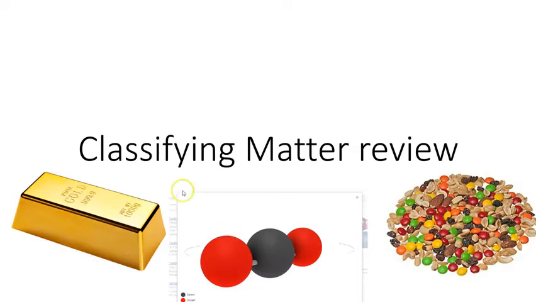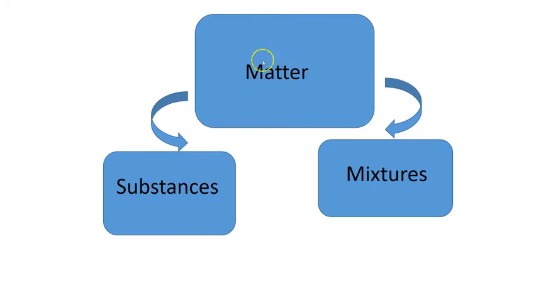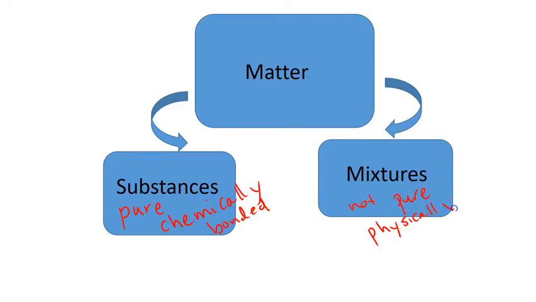Drawing or a mixture. So we're going to review each of these things. We know that all matter that exists can be divided into substances, which are going to be pure, always the same, and they are chemically bonded together, right? They're chemically bonded. Whereas mixtures are not pure. They're going to be different, and they are only physically mixed. They are not chemically bonded.